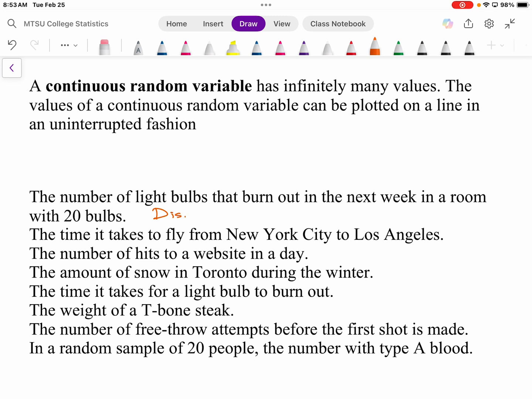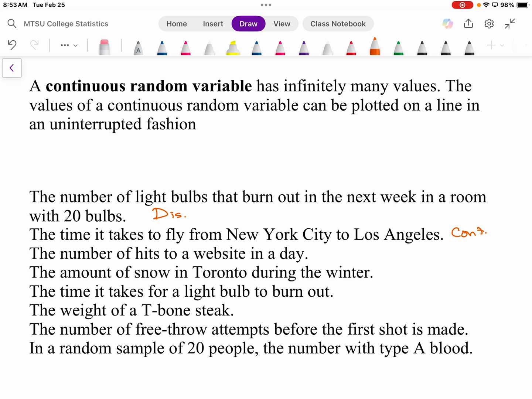The time it takes to fly from New York to LA. Yeah, continuous. Why? Seconds, minutes. Exactly. Perfect. We know it's hours, but it's also got minutes and seconds. Okay, so it's constantly changing until they actually take off and then sit and then touch down.